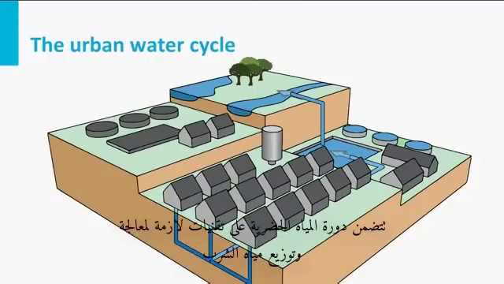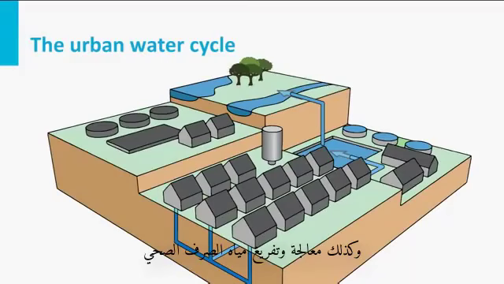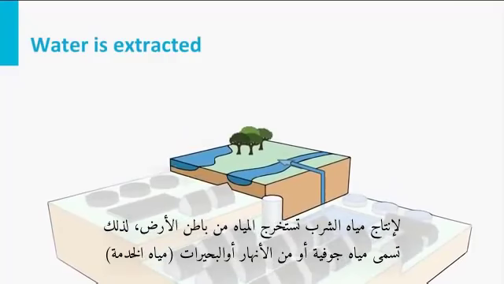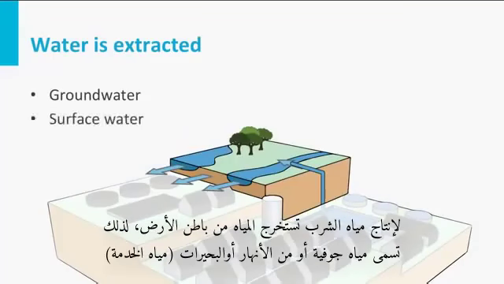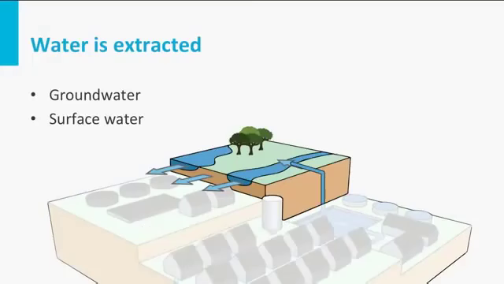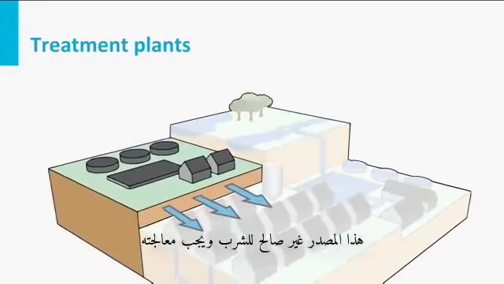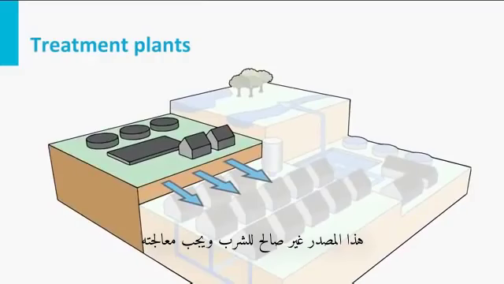The urban water cycle consists of technologies needed for drinking water intake, treatment and distribution, as well as wastewater collection, treatment and discharge. To produce drinking water, water is extracted from the underground, so-called groundwater, or from rivers or lakes, the surface water. This source water isn't drinkable and must be treated.